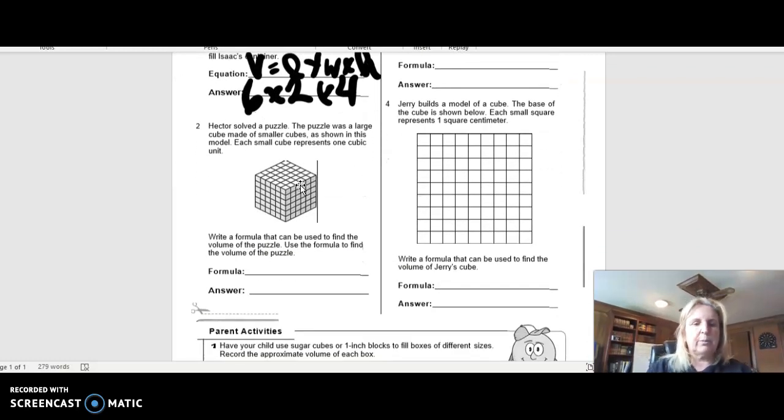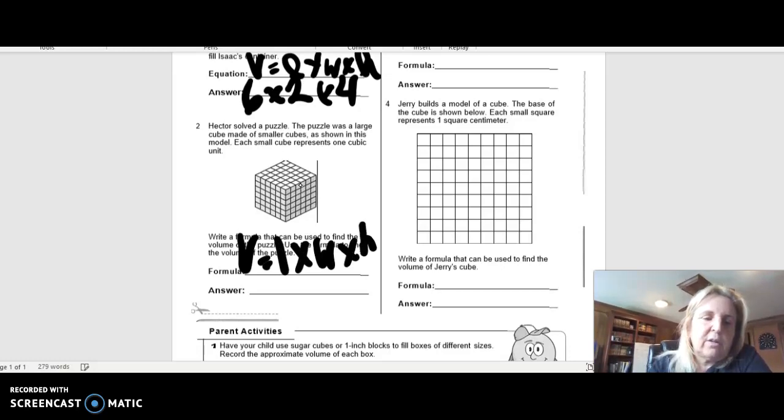Hector solved a problem. The puzzle was a large cube made of smaller cubes, as shown in this model. Each small cube represents 1 cubic unit. Write a formula that can be used to find the volume of the puzzle. Use the formula to find the volume of the puzzle. So again, volume is equal to length times width times height.